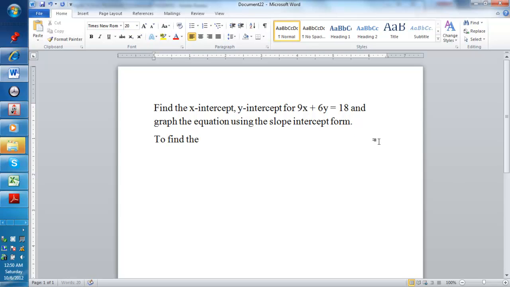First of all, to find the x-intercept, set y equal to 0. So for the equation right here, you have 9x plus 6y equals 18. What we're going to do here is take this equation, replace y with 0, and then simplify. 6 times 0 is going to be 0.